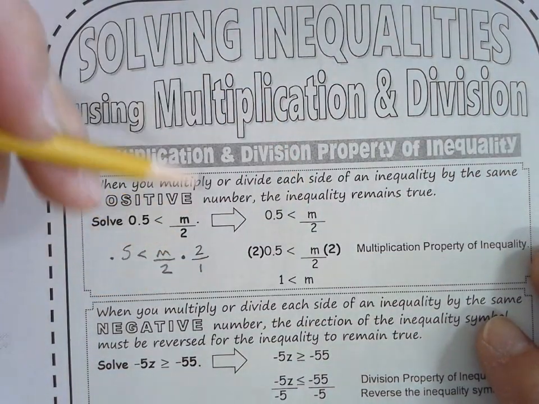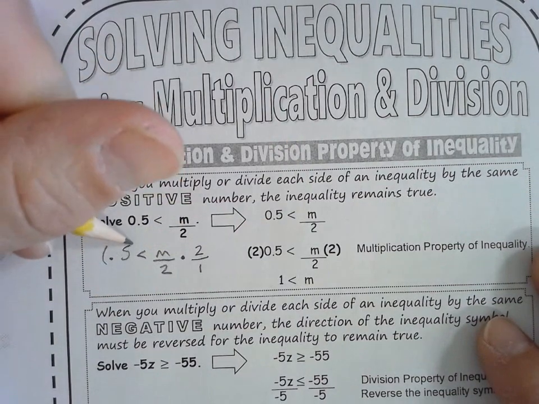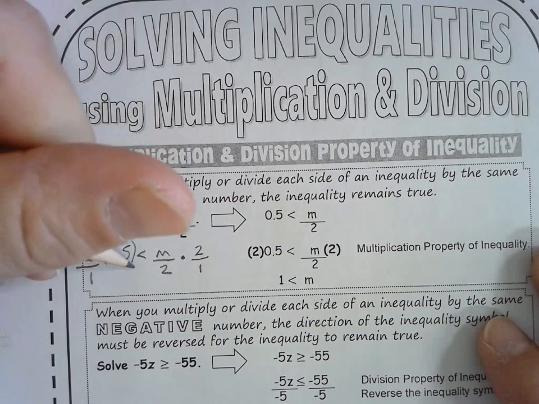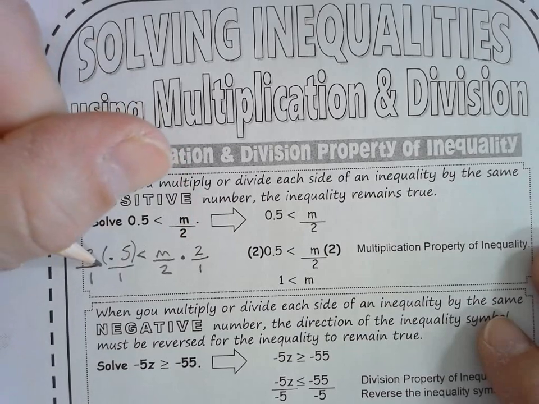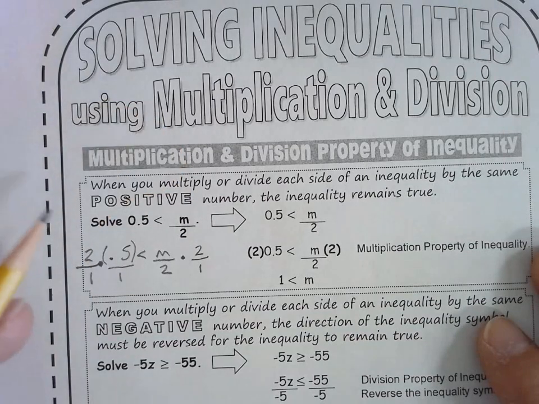Okay, I want you to write as a fraction, and I'll show you why in a second here. And then you could put this in parentheses. You're going to multiply the other side by 2 over 1. And 0.5 you could put over 1. Okay, this is multiplication going on. There's a little dot here. All right.